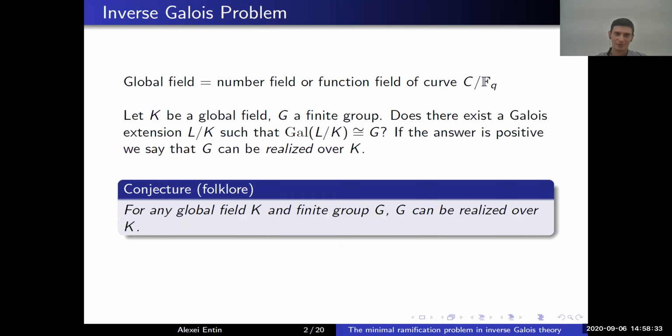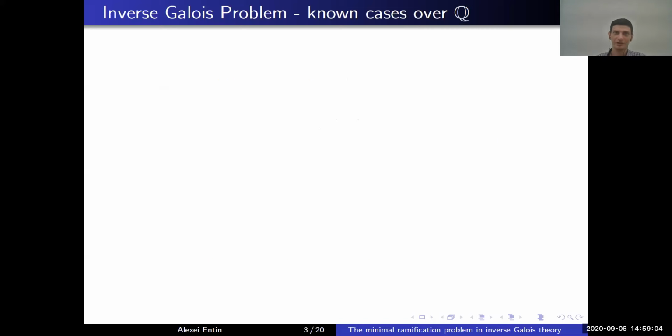And the folklore conjecture going back to the 19th century, I guess, is that indeed for any global field K and finite group G, this is possible. We can find an extension with Galois group exactly G. And in general, it's open even for the case of the rational numbers and the rational function field over FQ. And this is one of the most famous open problems in arithmetic geometry.